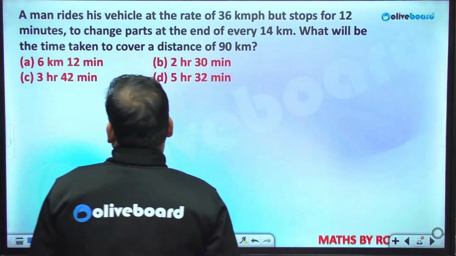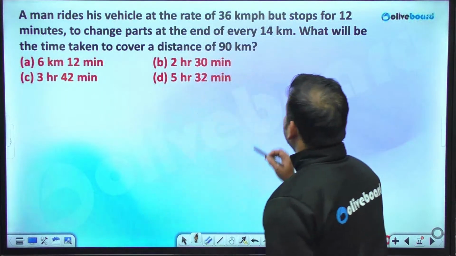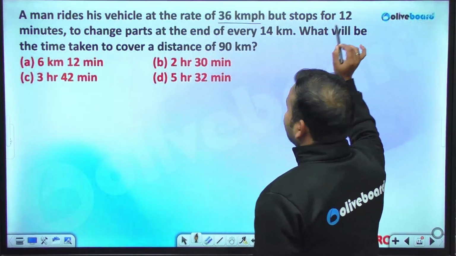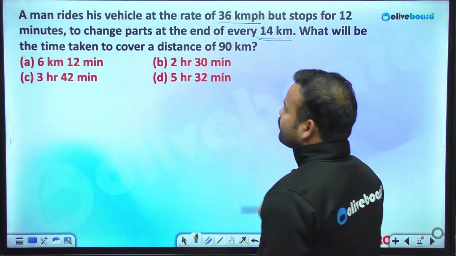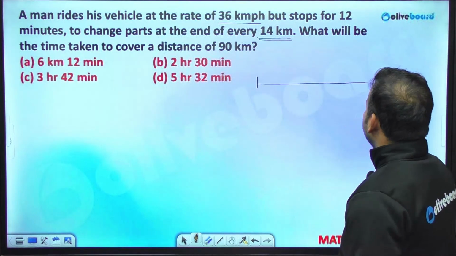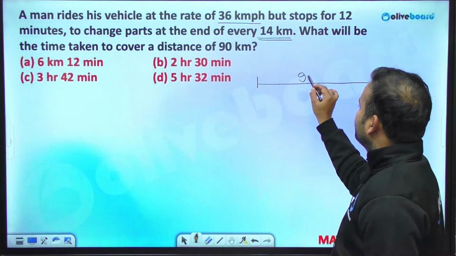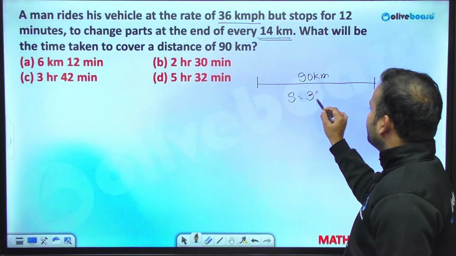Fine. A man rides his vehicle at a rate of 36 km per hour, but stops for 12 minutes to change parts at the end of every 14 km. What will be the time taken to cover a distance of 90 kilometers? So the entire length of the journey is 90 kilometers, and he is traveling at a speed of 36 kilometers per hour.